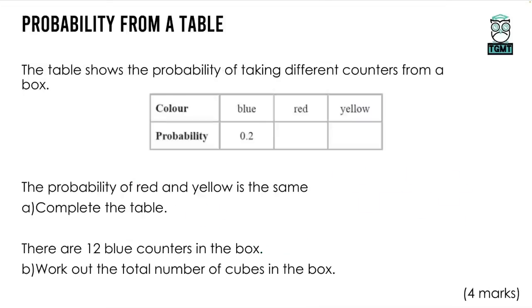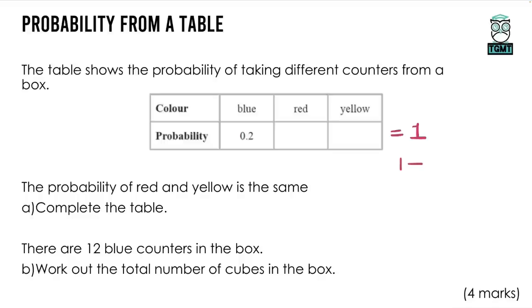Okay, probability from a table. So when we are looking at probability within a table, we need to know that all of these add up to 1. As long as we know that, the rest is okay. This one does have a nice aspect to it, but we are missing 2. But it says the probability of red and yellow is the same. Complete the table. So really the first step is to write down what's left.